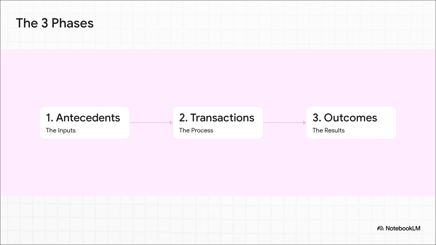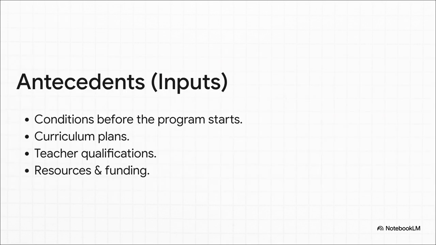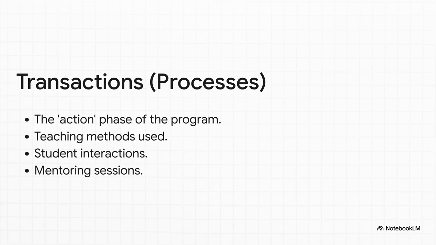It's simple: what goes in, what happens during, and what comes out. In the model, these are called antecedents, transactions, and outcomes. Let's take a look at each one. So first up, you've got antecedents. This is basically all the inputs. It's everything that's in place before the program even kicks off. We're talking about things like the curriculum plans, teacher qualifications, the resources, the funding, all that foundational stuff that really sets the stage.